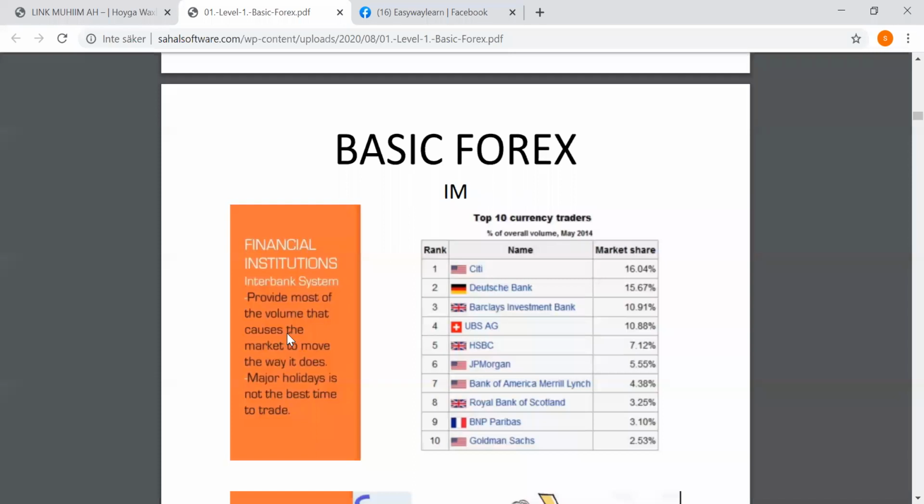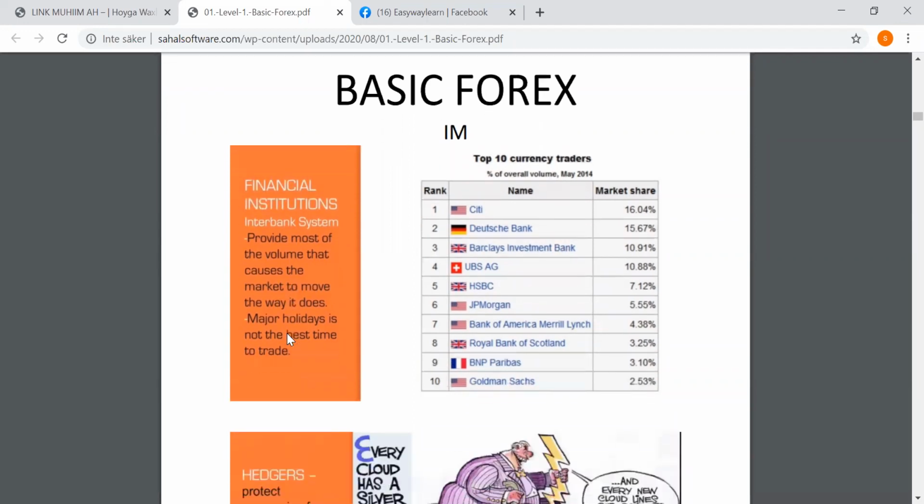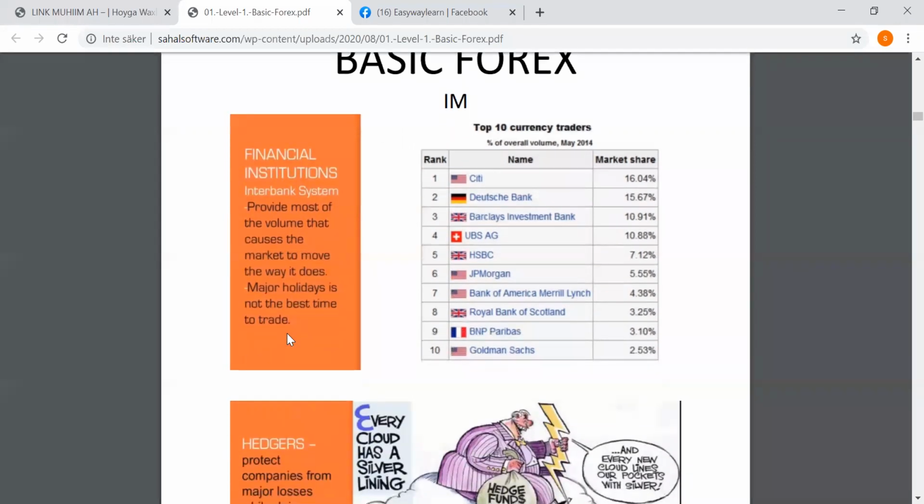And remember one thing, major holidays are not the best time to trade, because most of the institutional financial institutions, the banks, are on holiday. And when they are on holiday, the market doesn't have that big volume, which makes it booming. So you have to be very careful when those big players are out of the market.